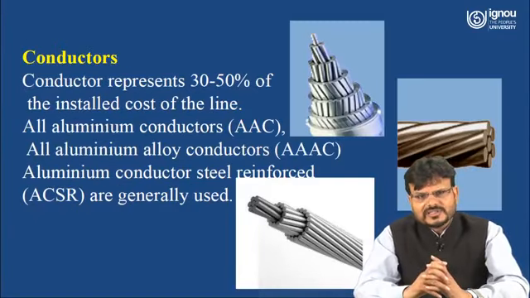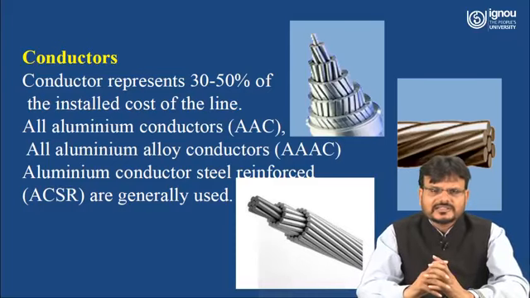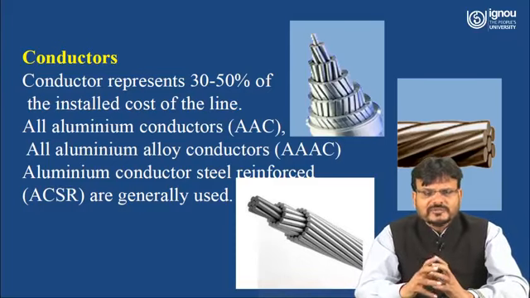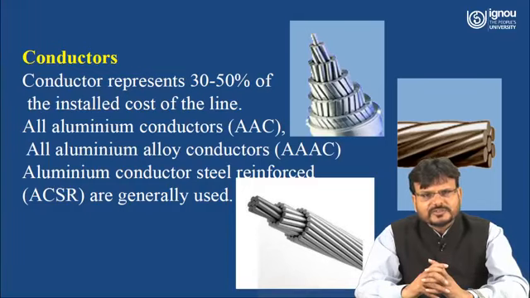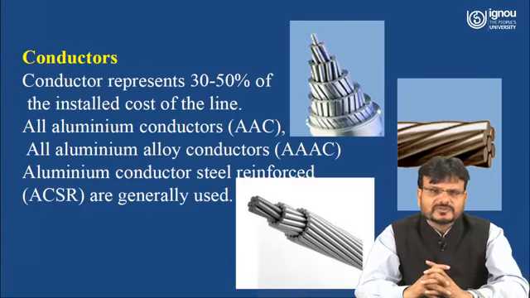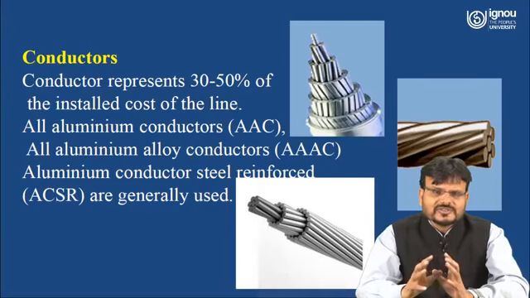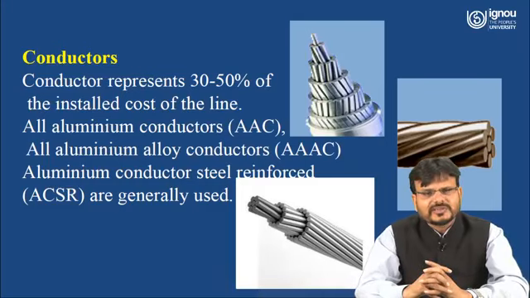Now we have to understand the conductor, as the conductor is the most important part of any transmission line and distribution line. With the help of the conductor, power is transmitted, and this conductor represents 30 to 50% of the installed cost of the line. So the maximum cost of any distribution line comes from the conductor only. And what are the different types of conductor that are used for distribution or transmission?